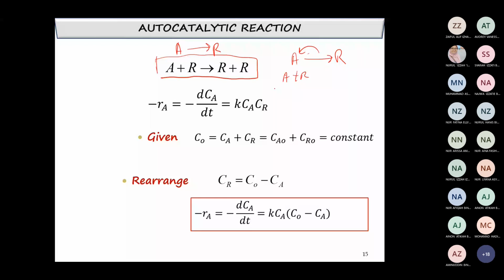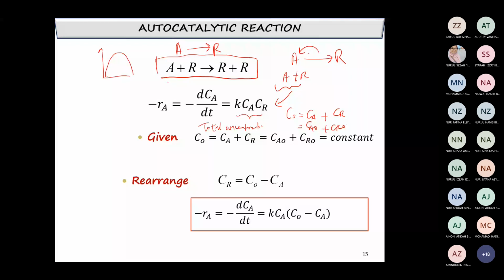Okay, so given that the total concentration is equals to, okay, C naught ni akan ada CA plus with the CR, okay, which equals to dekat at time 0, which is CA naught plus with the CR naught, okay, sebab dia akan jadi constant at the end. Ingat tak graf yang tadi, which is graf macam ni.